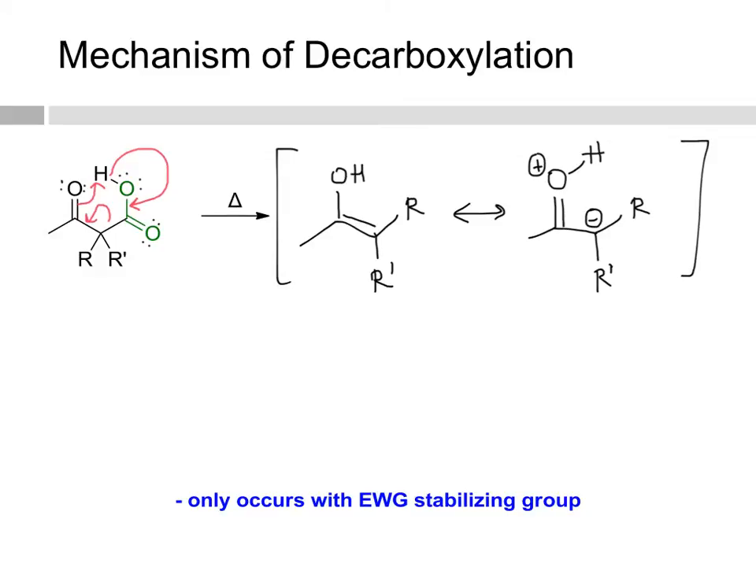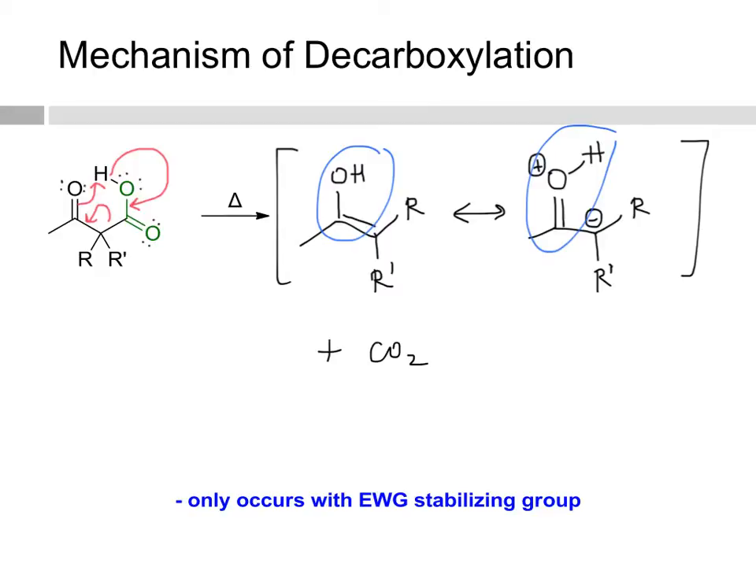Now this reaction will only work with an electron withdrawing group next to the leaving carboxylic acid. And you can see why. You generate a negative charge at this carbon, and so you need this electron withdrawing group here, which can stabilize this negative charge. And so this negative charge is stabilized by formation of the enol, which then can tautomerize to the ketone. Additionally, of course, you have formed carbon dioxide.